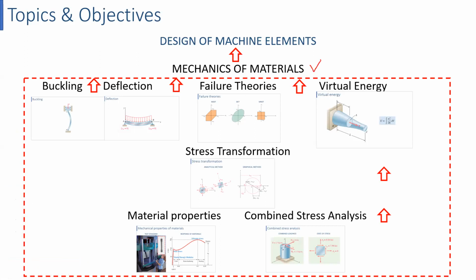The Mechanics of Materials course is a prerequisite for the design of machine elements next semester. If you don't have the competency in Mechanics of Materials, then you will have problems designing machine elements, machine components. In this course, we will develop several competencies. As listed here: properties of materials, combined stress analysis, stress transformation, and then failure theories. Actually, this is a series of competencies.